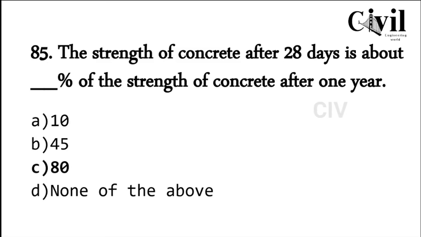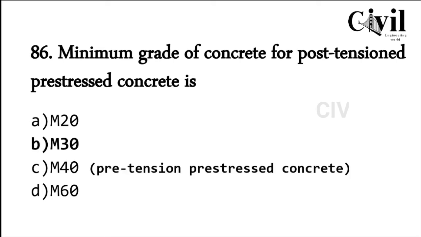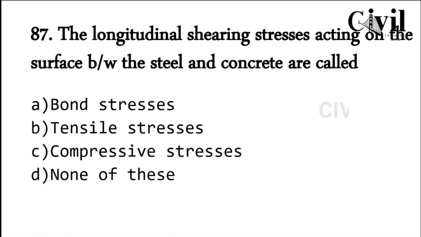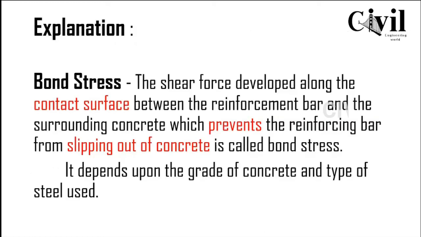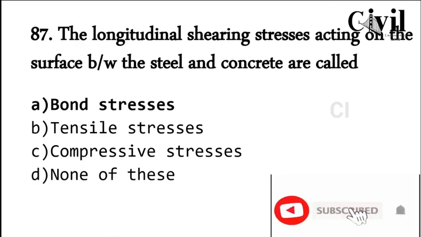Okay, so let's go ahead. A minimum grade of concrete for post-tension pre-stress concrete is M30. Okay, so longitudinal shearing stresses acting on the surface between steel and concrete are called bond stresses, because these are bond stresses that actually come in contact between the surface of reinforcement and concrete that prevents slipping of concrete. Okay, so this is bond stress. It depends on grade and type of the steel. So A is the correct answer.